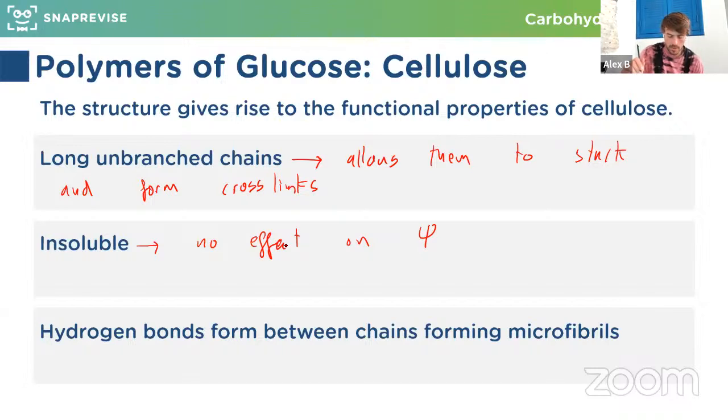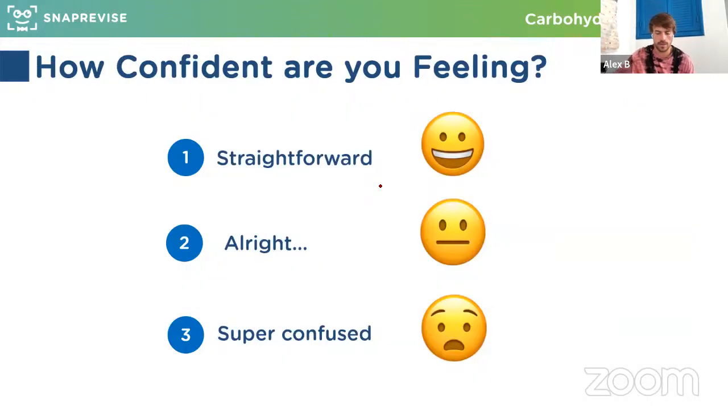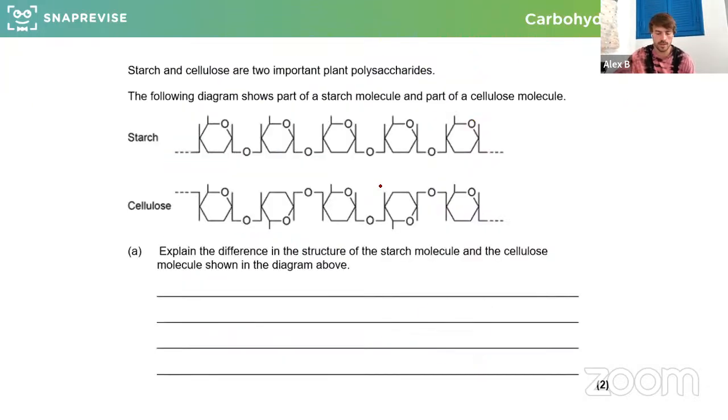Then hydrogen bonds form between chains by microfibrils. Yeah, so this creates strong group like fibers. So again, hopefully that is all good.